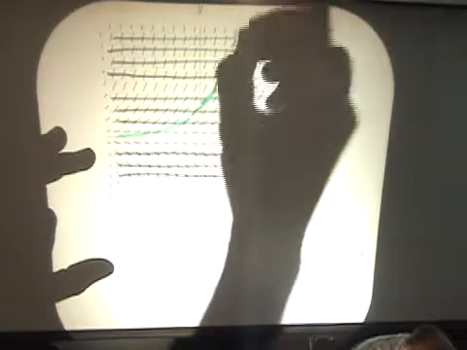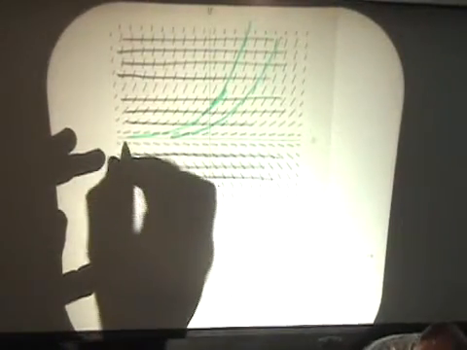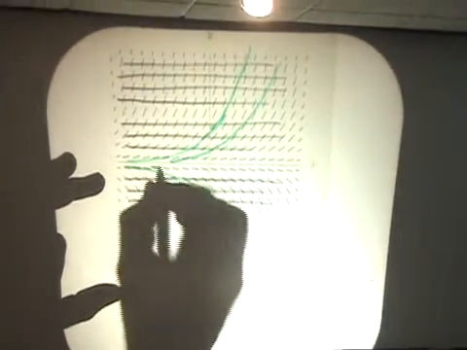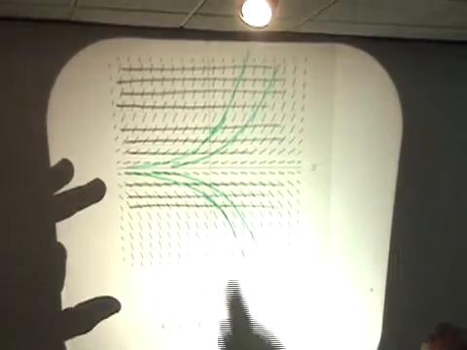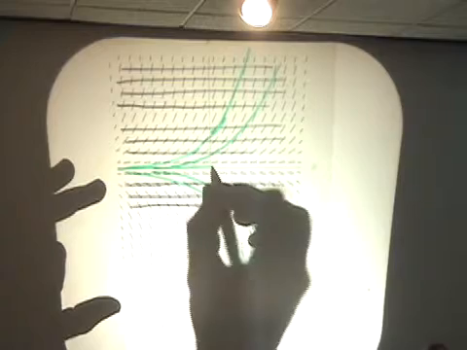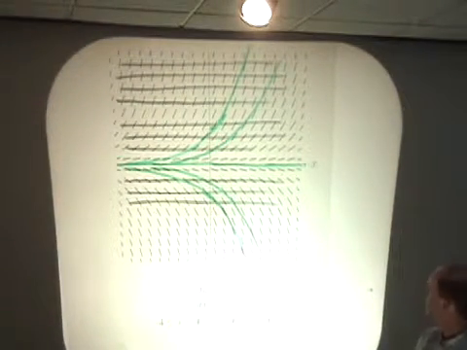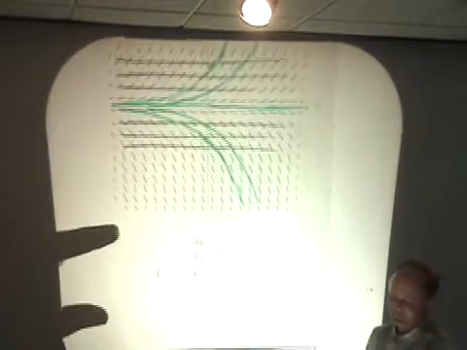Gives you solutions that look like this. And down here below the x-axis, they have to go down. And if you think about it, when y is 0 and you're on the x-axis, the slope has got to be 0. That's an equilibrium solution. It's a constant function which solves the differential equation.